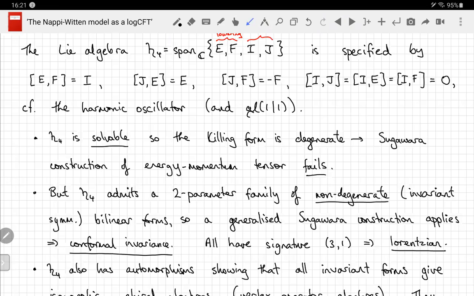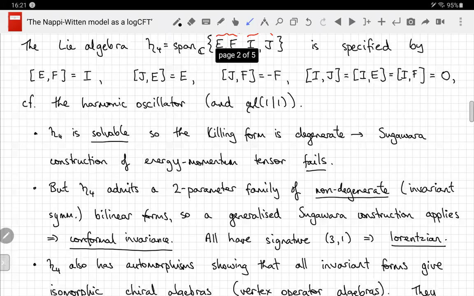Sorry, I'll interrupt with a very naive, stupid question. Is it easy to see that this being solvable implies that the Killing form is degenerate? Well, there's a theorem, which is that a Lie algebra is semi-simple if and only if the Killing form is non-degenerate. I think it's called the Cartan second criterion or something like that. Okay, thank you.